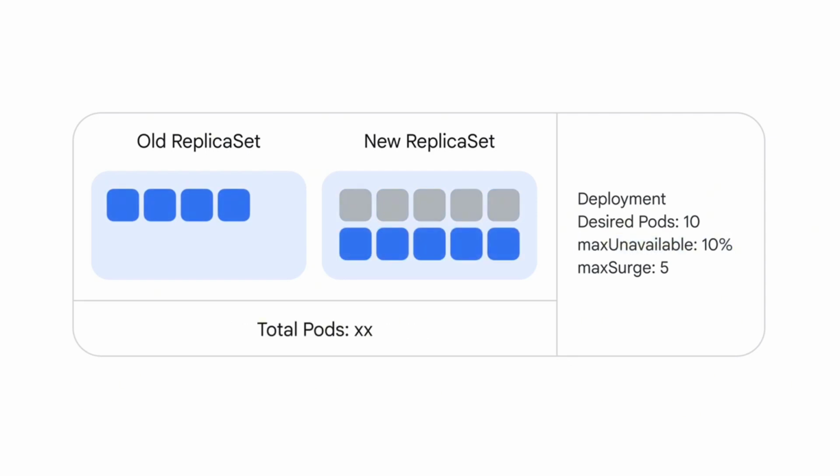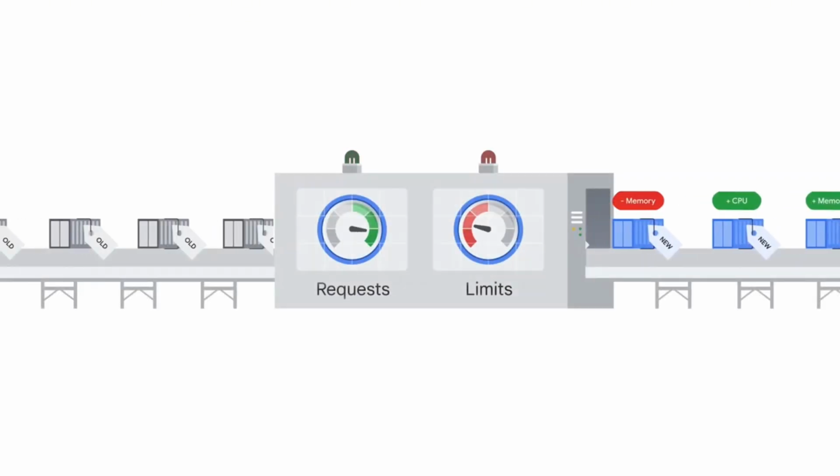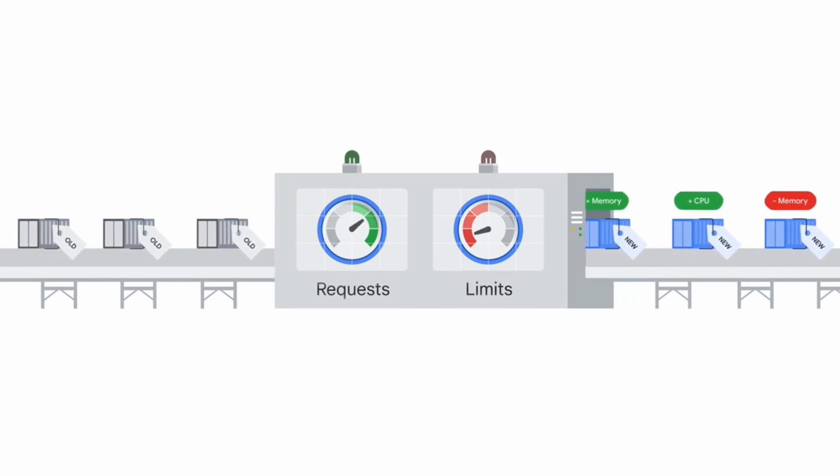Next, an additional 5 pods will be launched on the new replica set, totaling 10 pods in the new replica set and 14 in all replica sets. Finally, the remaining 4 pods in the old replica set will be deleted. The old replica set will be retained for rollback, even though it's empty, and this will leave 10 pods in the new replica set. Cluster resources like CPU and memory will change as rolling updates occur.